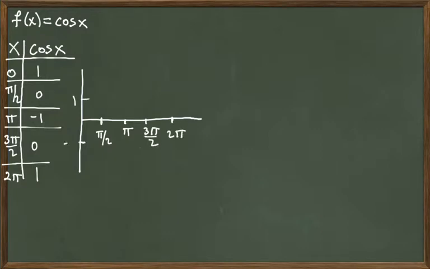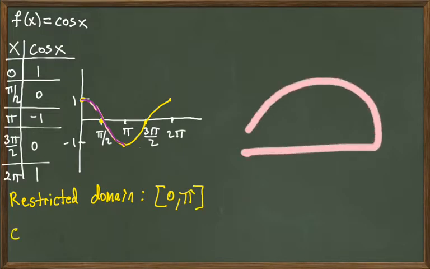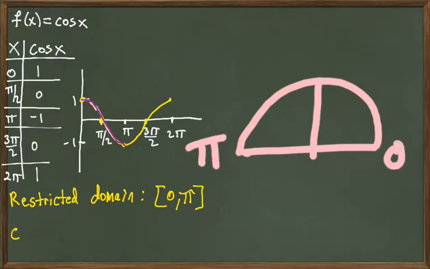Okay, and then we'll graph our cosine graph. Okay, and then we're going to use 0 to pi, and that's going to ensure that we pass the horizontal line test, so we have an inverse function. So the restricted domain for the cosine is 0 to pi. So when we're looking at the arc cosine of things, it's going to give us an angle between 0 and pi. So we're only looking at quadrants 1 and 2.